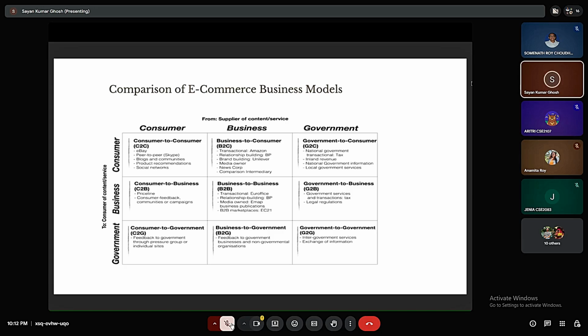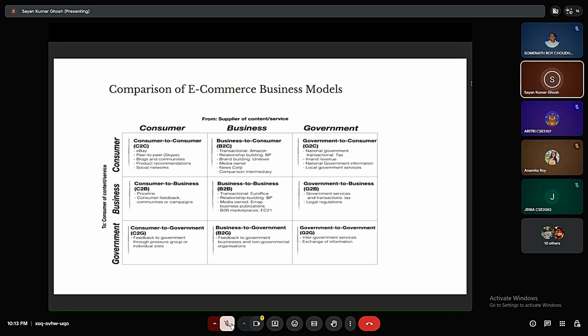Then we have business to business, B2B. In this model, transactions happen between the companies. For example, a manufacturer selling raw materials to a retailer. These deals are usually in bulk and involve long-term business relationships.